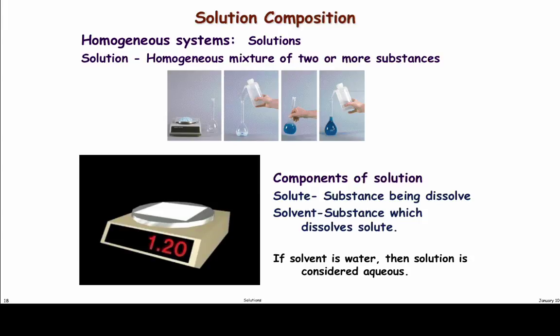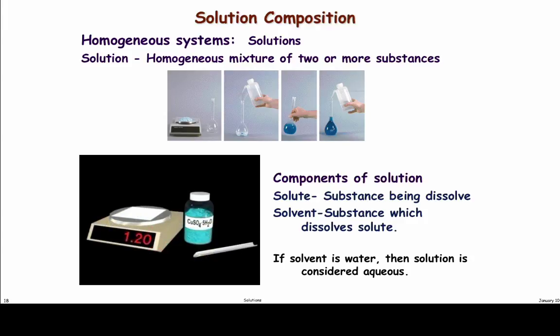To prepare a solution of known concentration from a solid solute, we must first weigh out an appropriate amount of the solid. For example, to prepare 250 milliliters of a 1 molar solution of copper sulfate, we first weigh out 0.250 moles of copper sulfate.